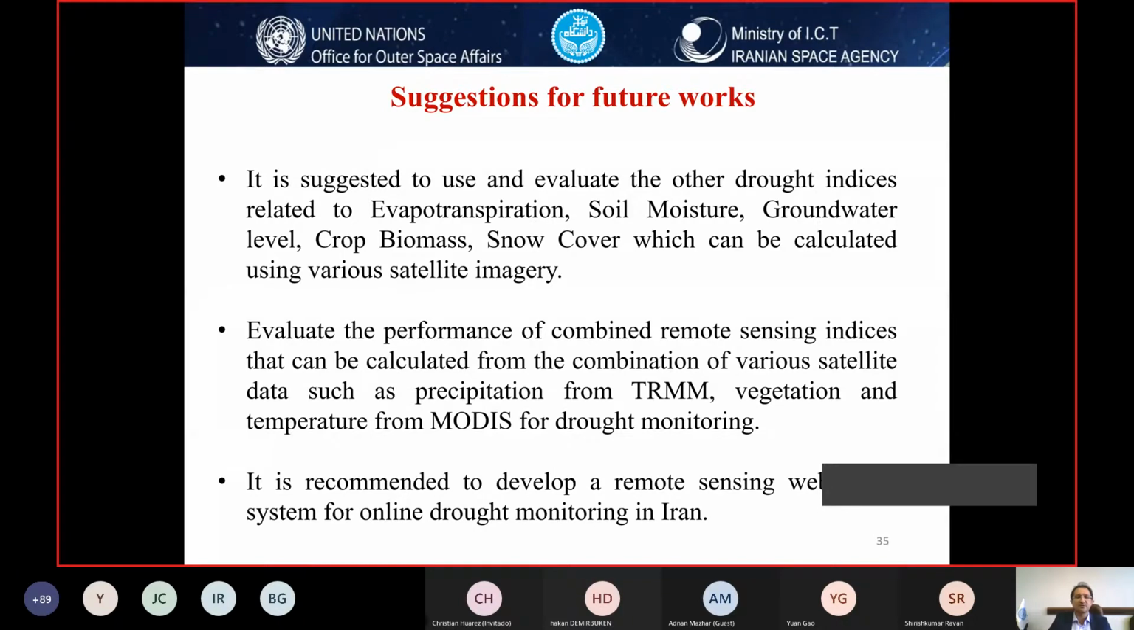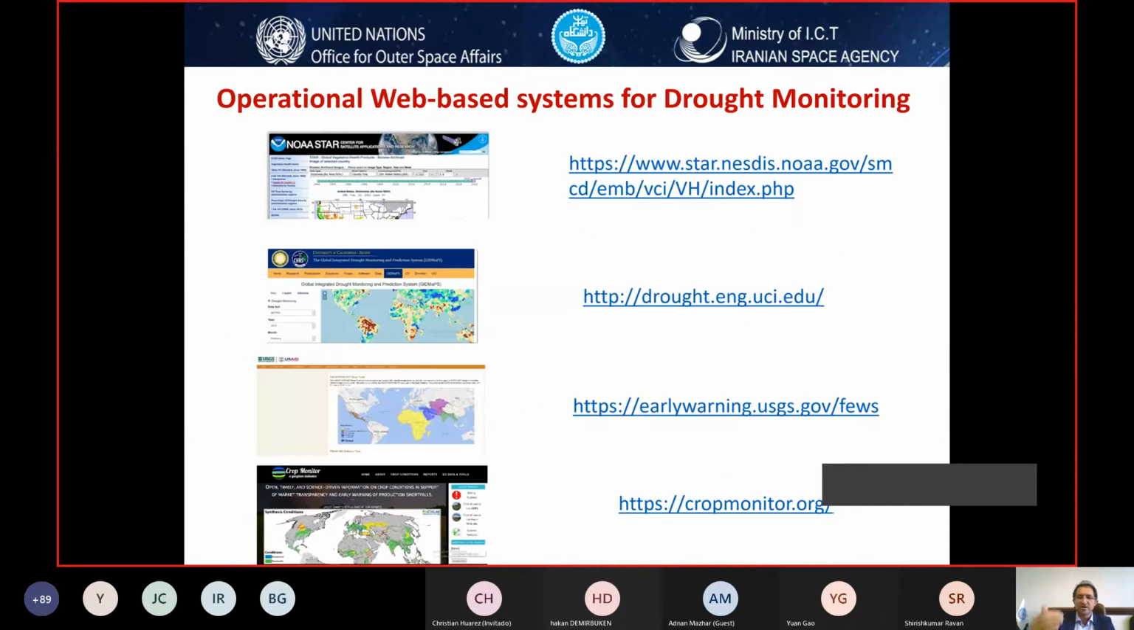We should evaluate the performance of combined remote sensing data, which we are doing right now. And it is really recommended to develop a remote sensing-based web-based system for online drought monitoring in Iran. Here you can see some operational web-based systems for drought monitoring in the world, at the moment that I'm talking.